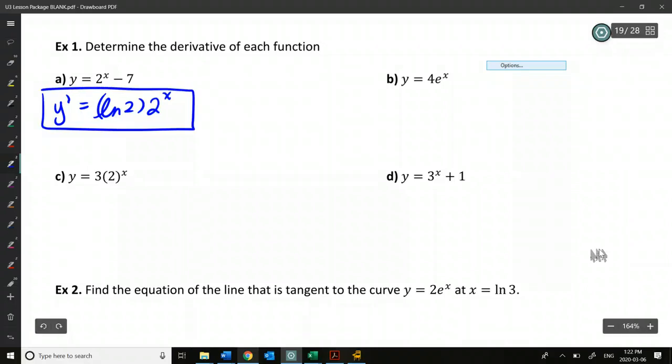Okay, so exponentials do not work with power rule, right? The x is now in the exponent. Power rule only works if your base is x, so you just need to be mindful of that.